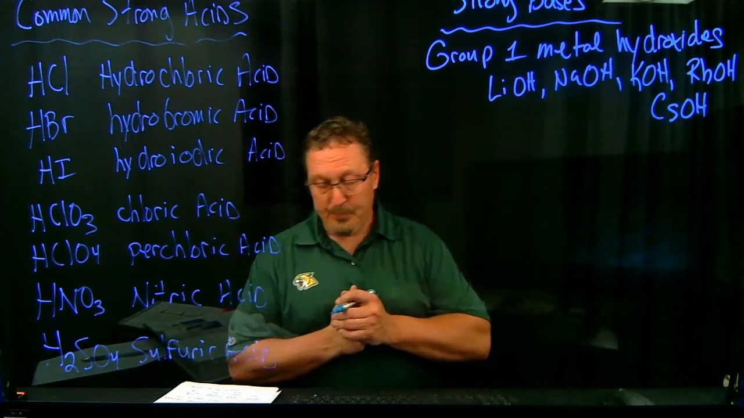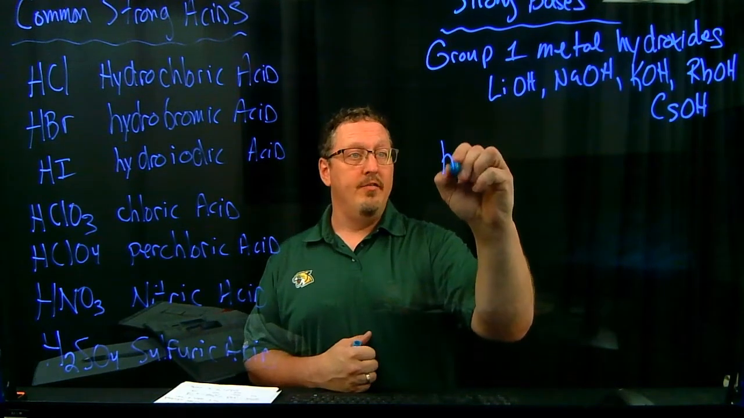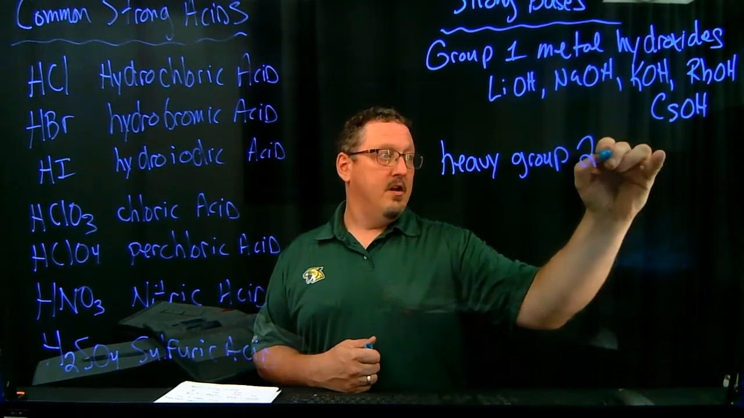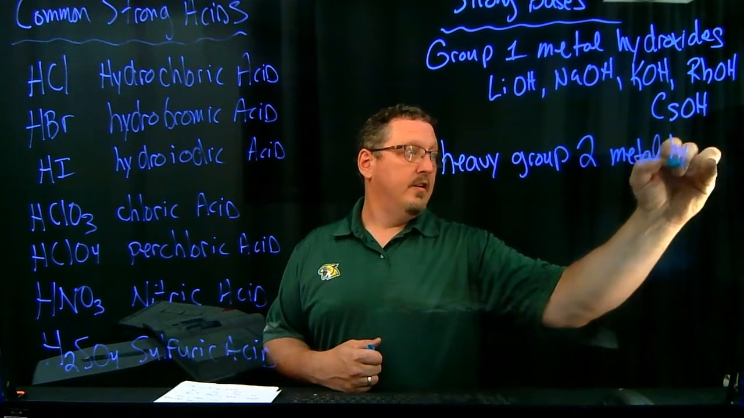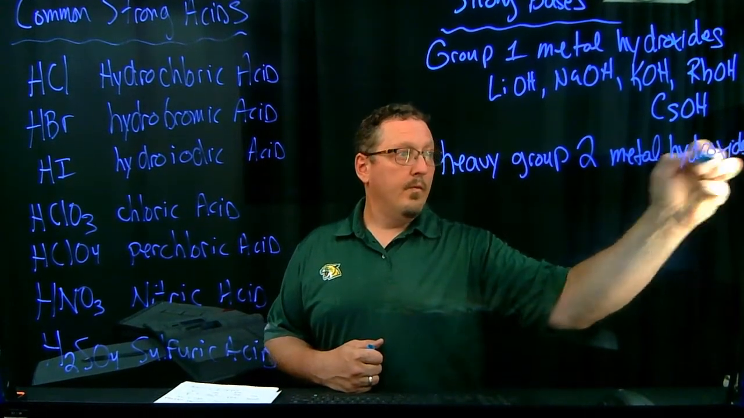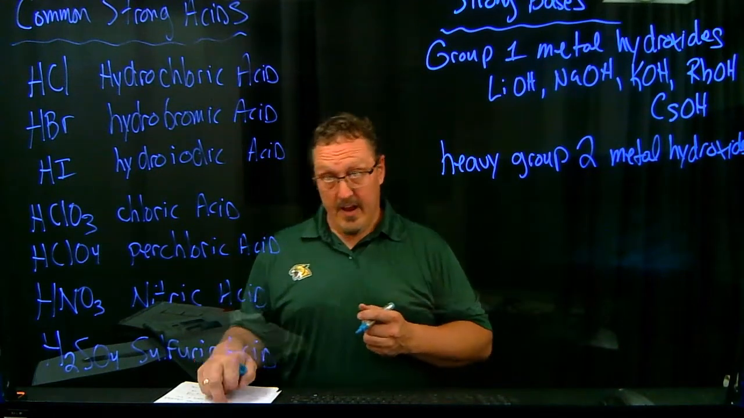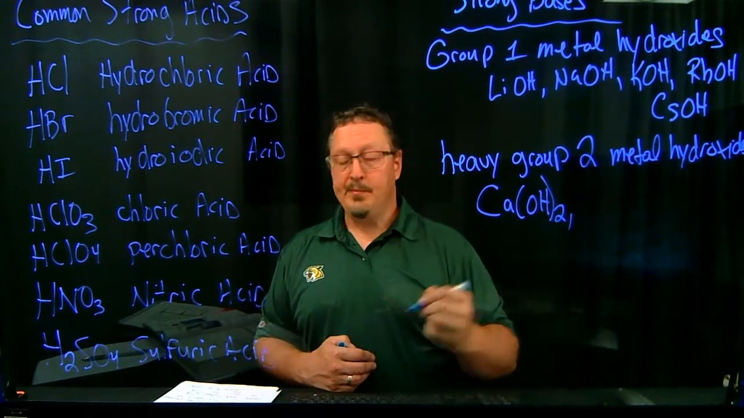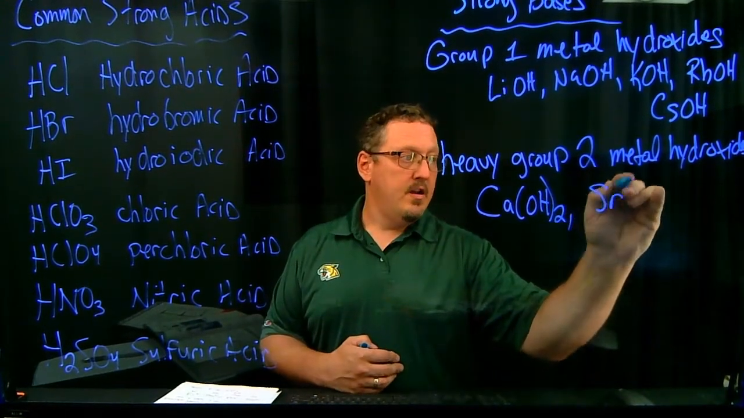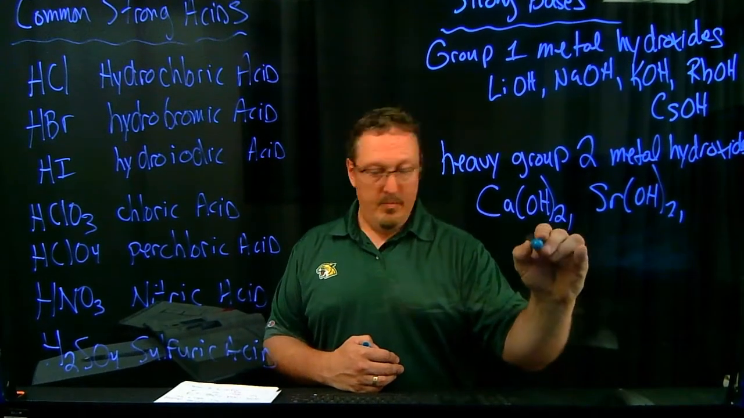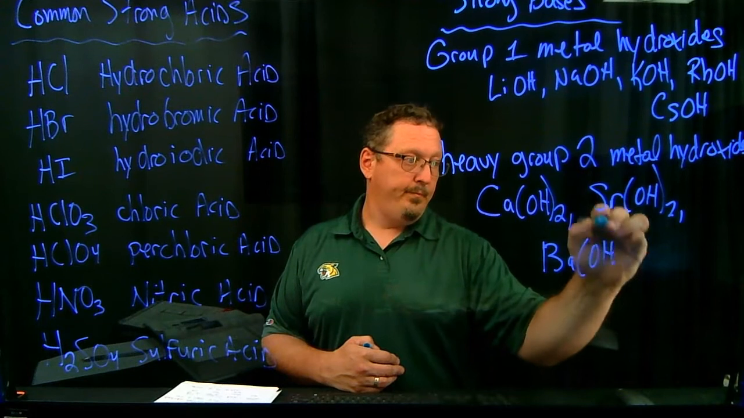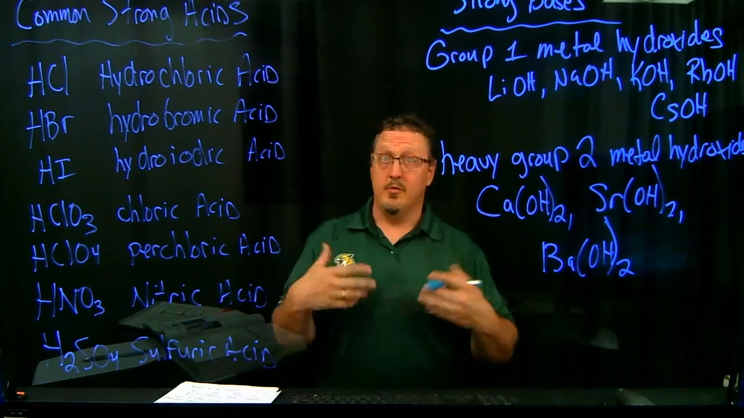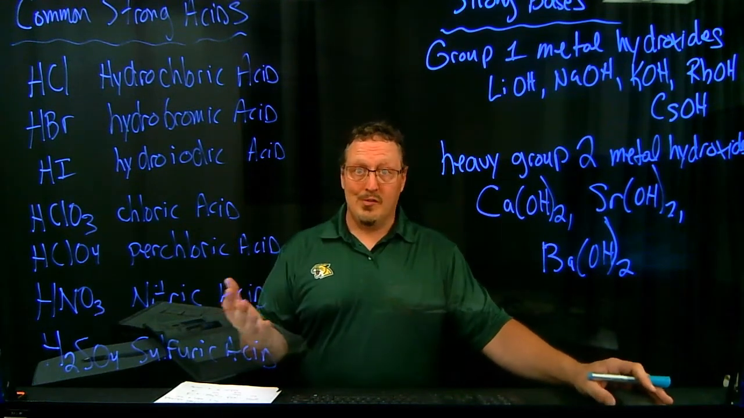So the other ones that you should commit to memory are your heavy group 2 metal hydroxides. Okay, and so when I say heavy, I mean calcium and down. So calcium hydroxide, and I mean strontium hydroxide, and I mean barium hydroxide. Those are the ones that are going to be strong bases and dissociate completely and therefore be strong electrolytes. And so those are the ones that you need to commit to memory.